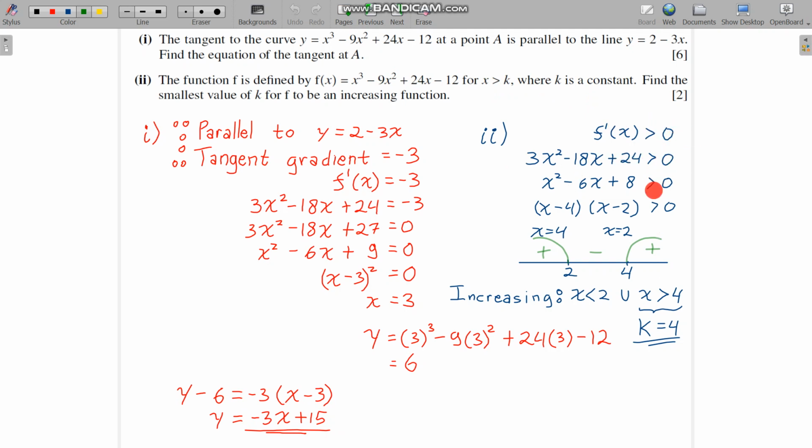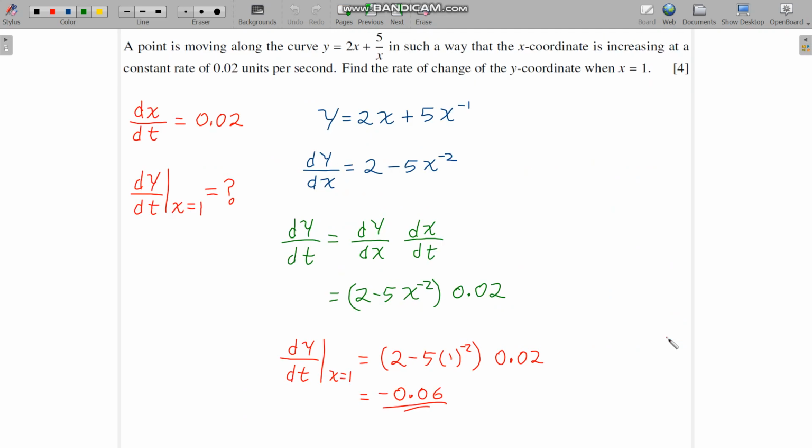It's positive. We solve the quadratic, find the critical points, use a number line, and check using some random values in each interval. We get plus, minus, plus. We're looking for positive, so smaller than 2 or bigger than 4. But this is for x bigger than k. So this means the smallest value of k is therefore 4. That's the final answer. So it's increasing when x is bigger than 4. The smallest value of k is 4 then.